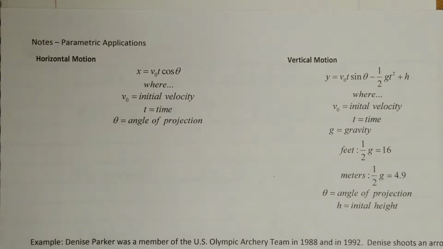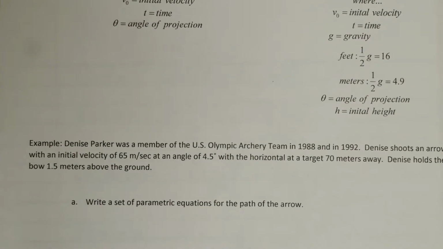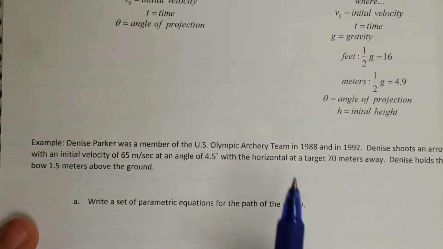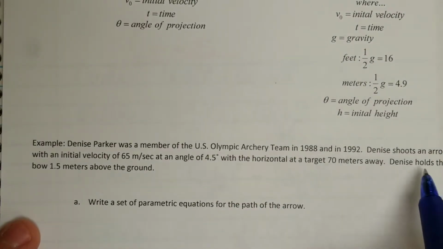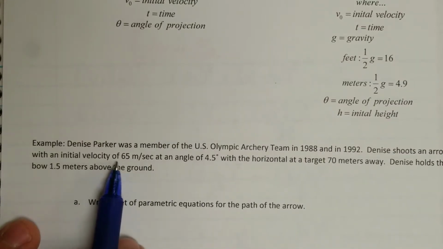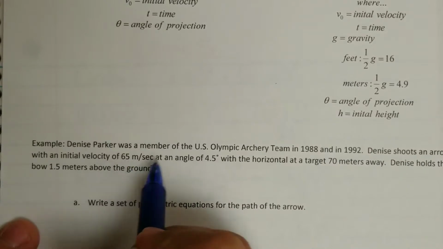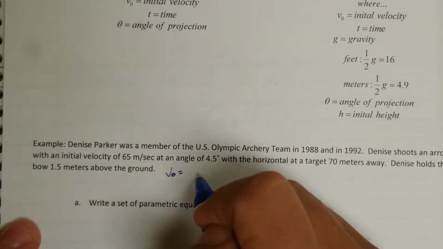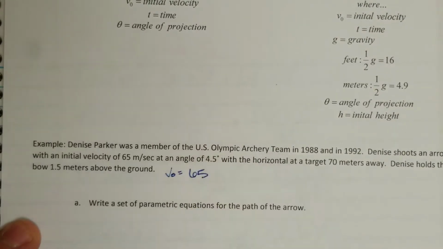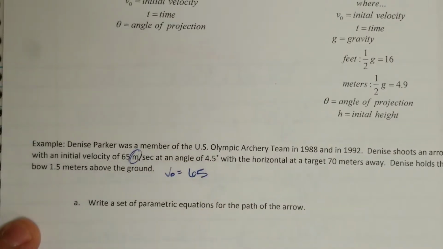So look at this example here. Denise Parker was a member of the U.S. Olympic archery team in 1988 and in 1992. Denise shoots an arrow with an initial velocity of 65 meters per second. So that gives us our v naught, which is 65. But it's also telling us that this problem's working in meters, so that's going to help us when we start dealing with the gravity.